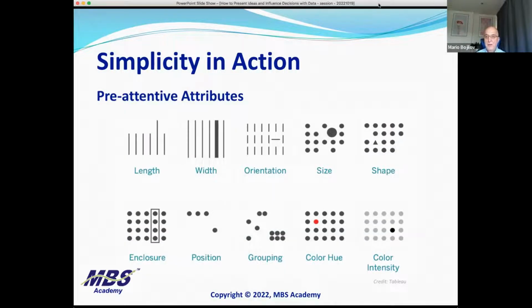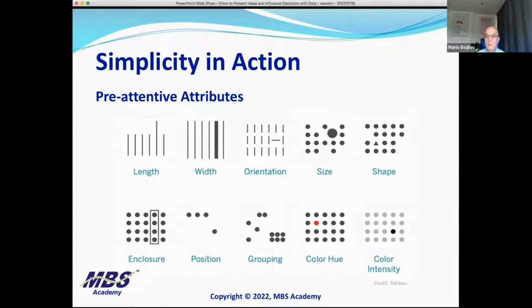Pre-attentive attributes are ways to focus our attention on specific parts of the chart. There are 10 main ones. There are a few more, but these are the main ones. Length is one, so things which are longer naturally draw our attention. Width, the second one: things which are thicker, again, draw our attention immediately, and this is what we want to do. As I said, we always want to draw the attention of the audience somewhere specific on the chart.